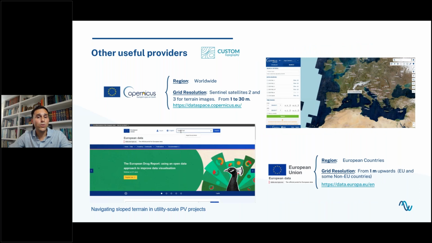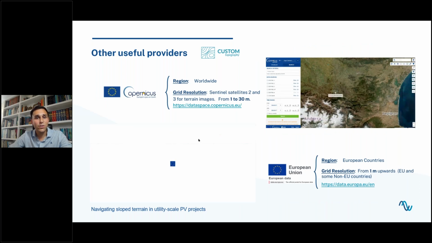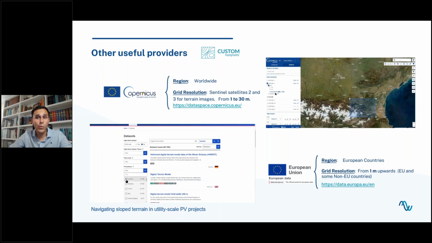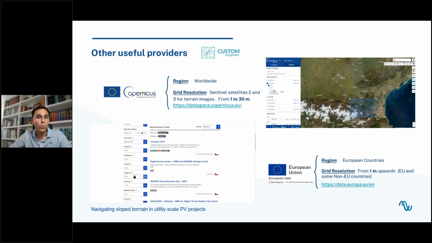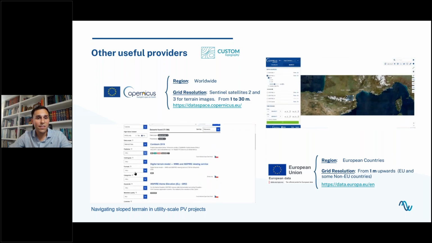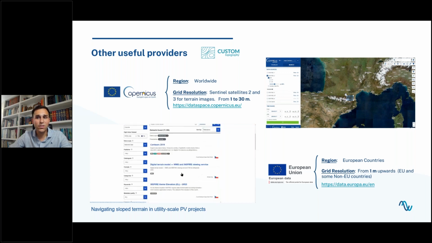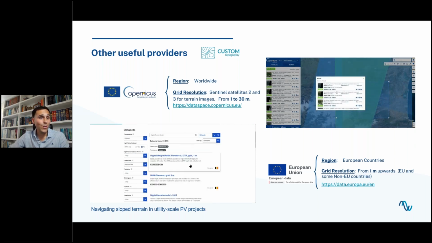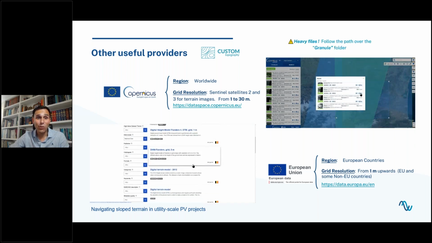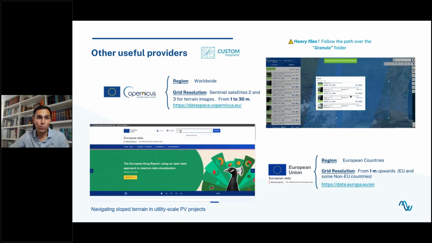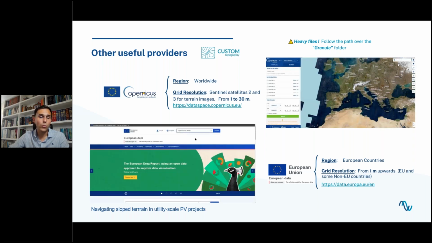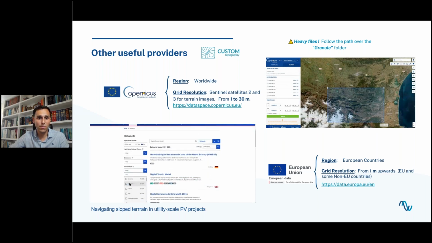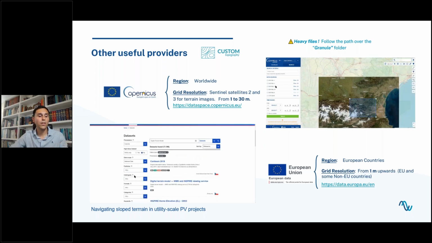Then, if you are asking what's going on in Europe, you have two providers. For example, the Copernicus system, which is a service provided by the European Space Agency. This is a worldwide web page, and by using different satellite images coming from Sentinel-2 and Sentinel-3 satellite missions, you can get terrain images from 1 to 30 meters. The only problem is that the information you can download is super heavy, and then you have to filter quite well. Otherwise, you will have super heavy files, and you will need to treat them before uploading them into the software, or even working with them.